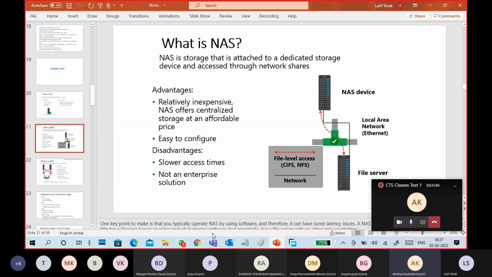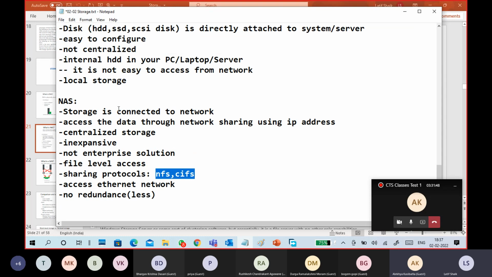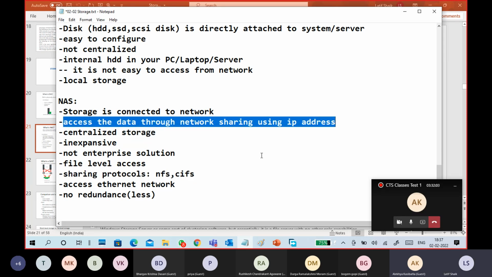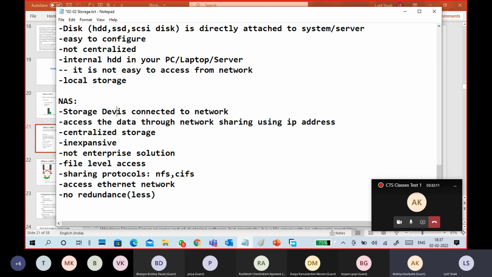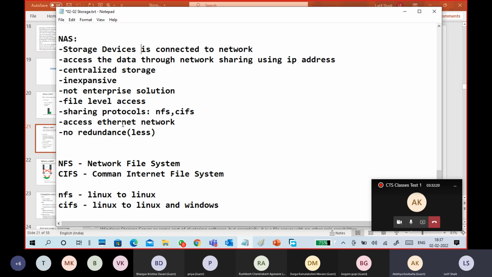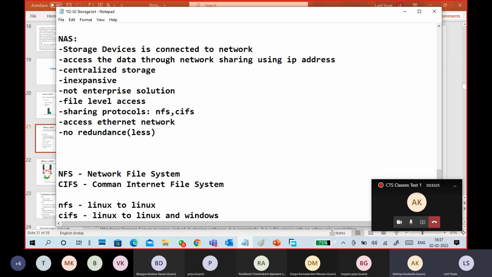That is NAS. Once again, NAS: network attached storage, centralized storage, inexpensive storage, file level access. We use protocols like NFS, AFS to access the storage. It is like a network share, so we access data through network sharing. The storage devices are directly connected to the network, not attached to any local PCs. So that is NAS.